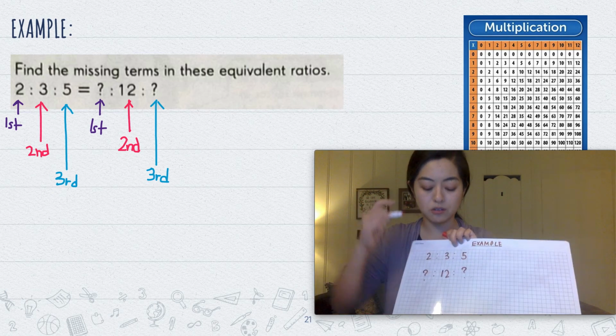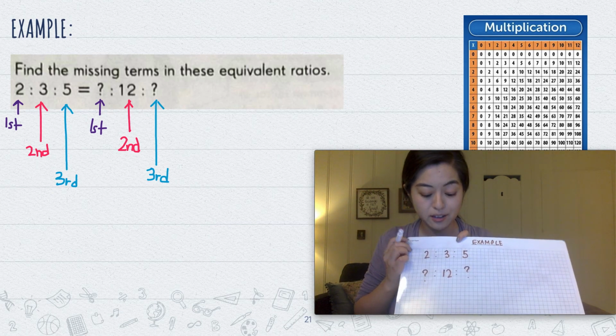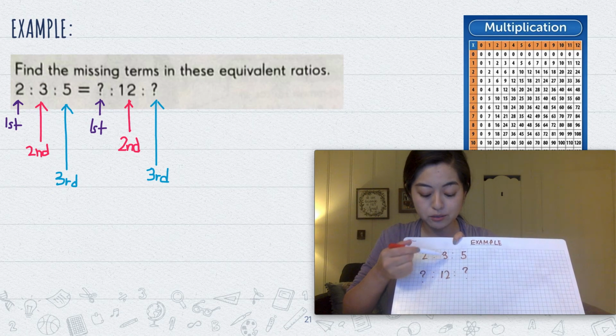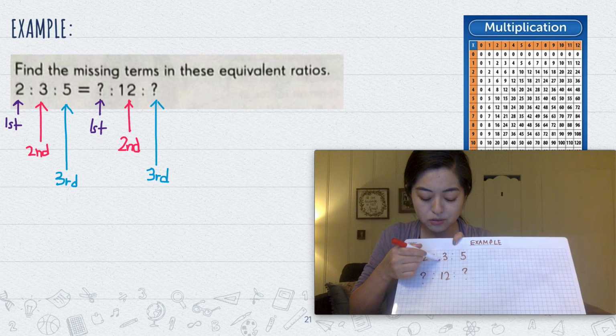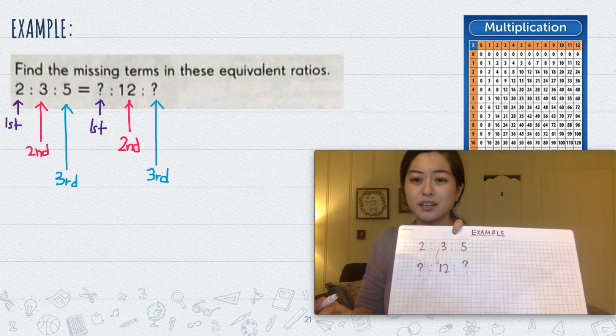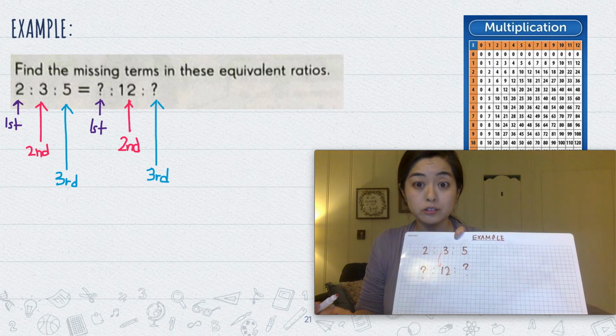So what do I need to do? Well, let's see. What do I know? Which terms have information in both ratios? The second term does. Do you see that? So how does 3 to 12 change? Does it get bigger or smaller? It gets bigger, so we have to multiply it.